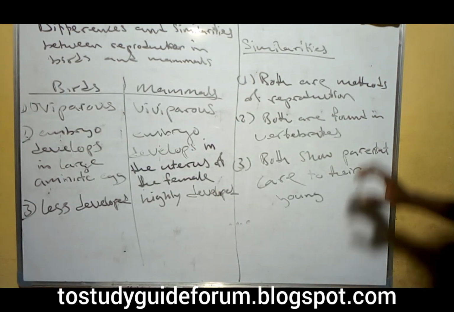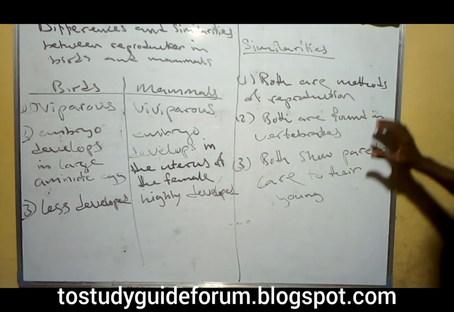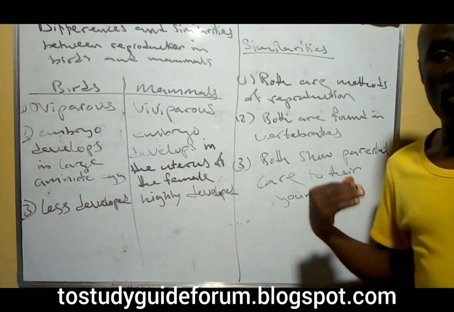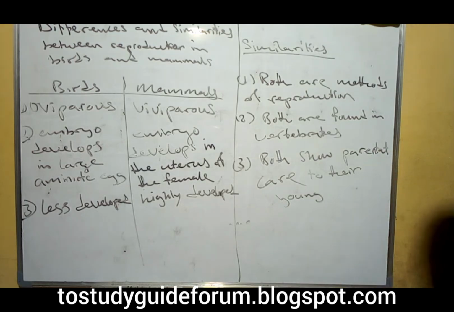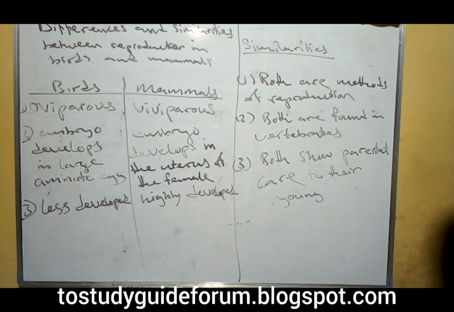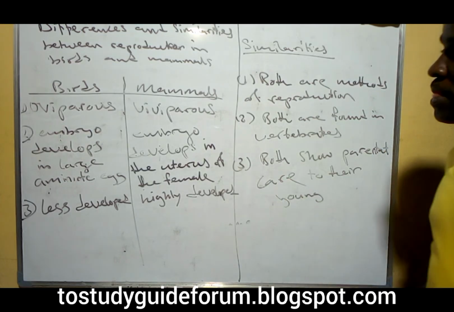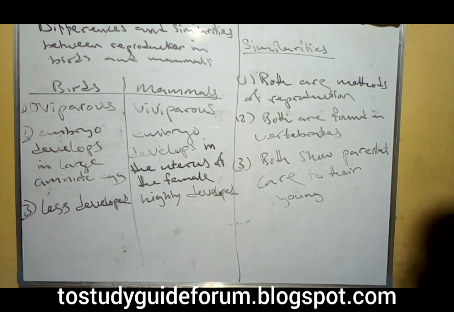So the similarities are that both of them are methods of reproduction. Number two, they are all found in the vertebrates. And finally, both of them show parental care to their young. So that's the basic thing about these organisms or animals.